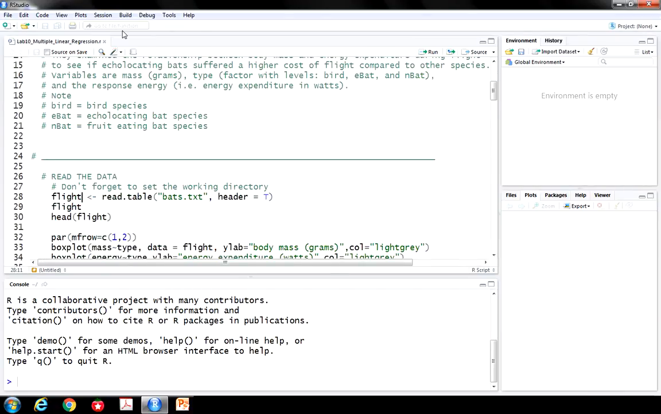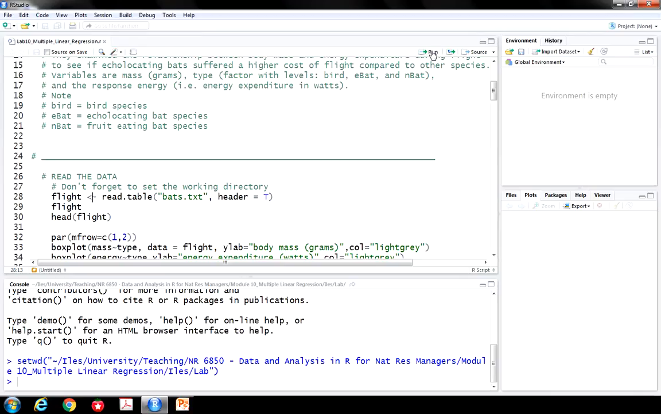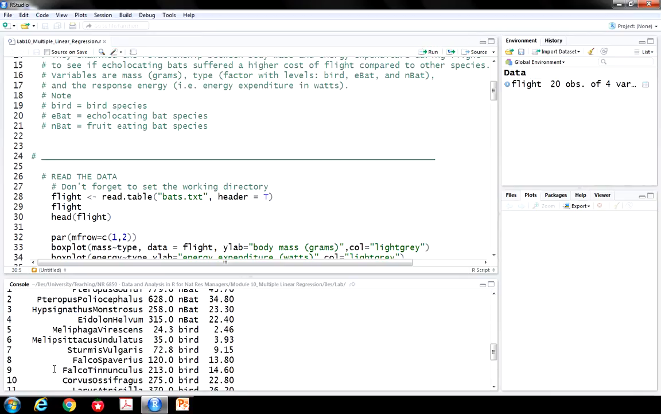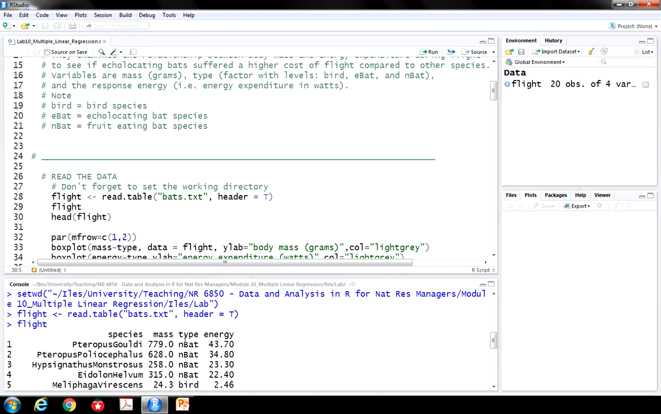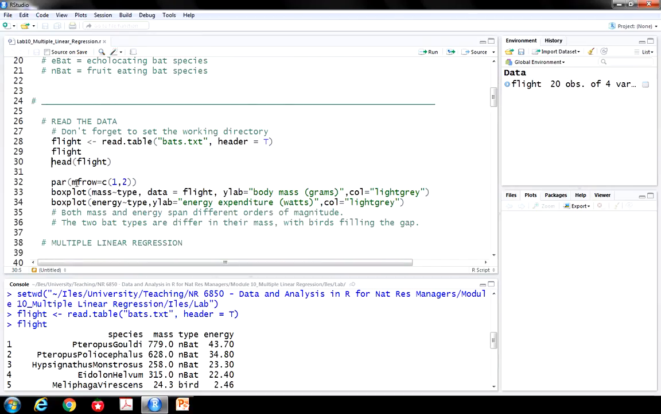So we'll begin just by reading in the data. I better set my working directory. I'll read it in as flight. Let's just take a look at it. Looks like there's 20 rows and 1, 2, 3, 4 columns. I could use the dim command to double check that.